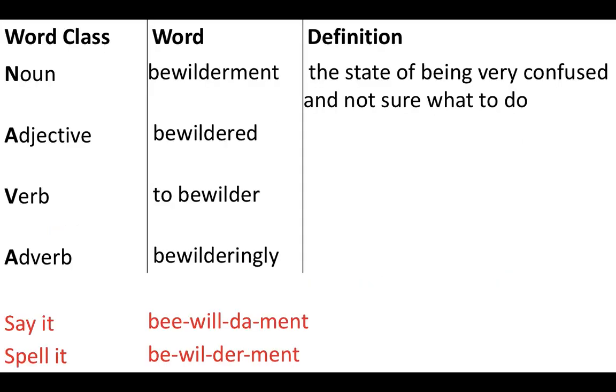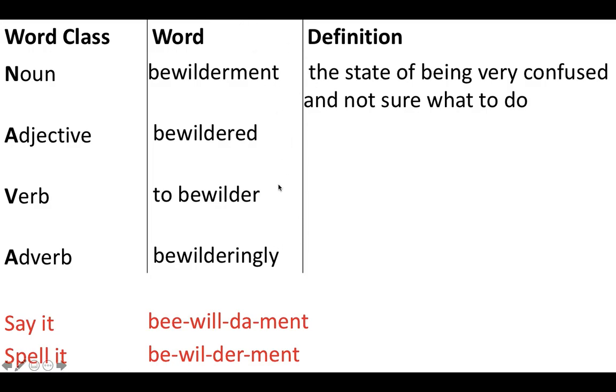We're going to go on to our second word. So our second word is the noun bewilderment. So we can see the pronunciation down here, bewilderment, bewilderment. So if you could say that after me, bewilderment. It means the state of being very confused when you're not really sure what to do.